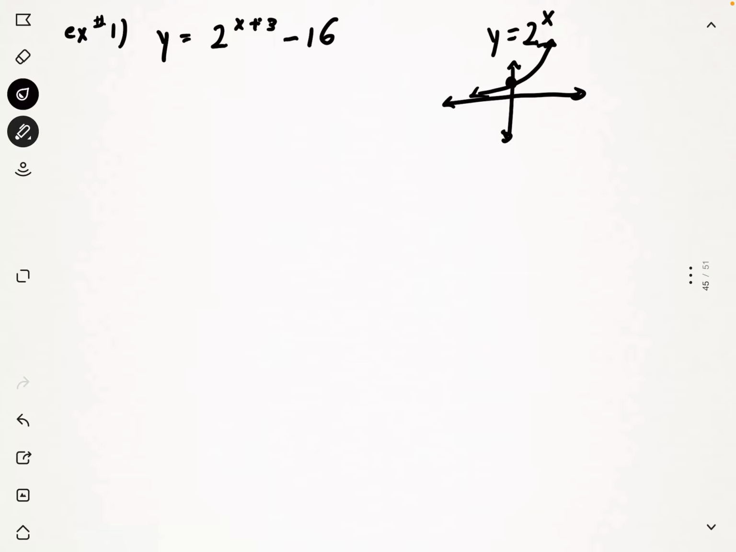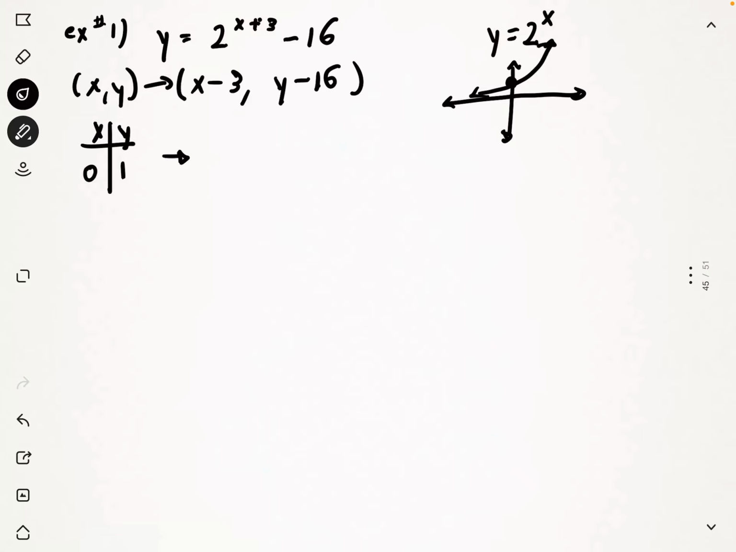It's a growth curve with a key point at (0, 1) and a horizontal asymptote of y is equal to 0. So when we do our mapping notation, which is the first step for all of these, this would be x minus 3 and y minus 16. Okay, there's no number in front of the 2, so there's no number in front of the y in the mapping notation. And that big 2 is part of the original function. So we can get our key point here by taking our original key point of (0, 1), plugging that into the mapping notation, and we end up with this right here, which is a key point. You might say minus 15.